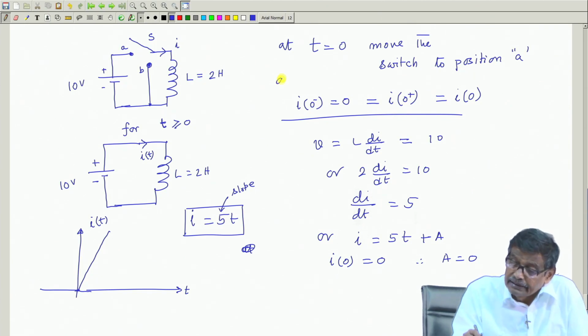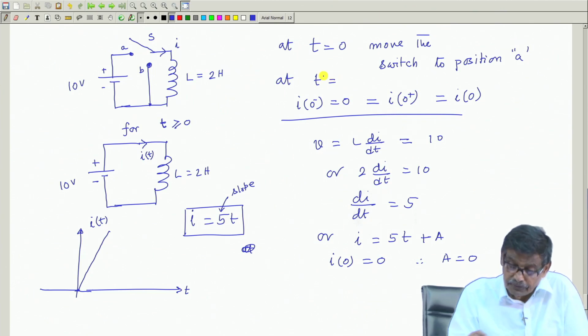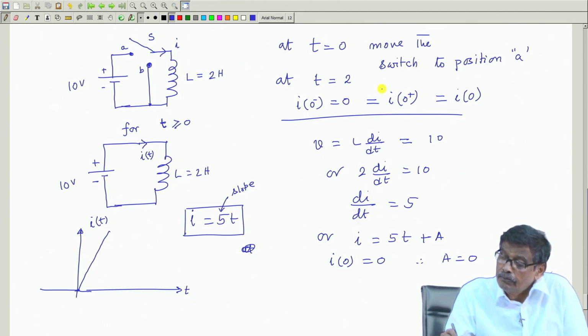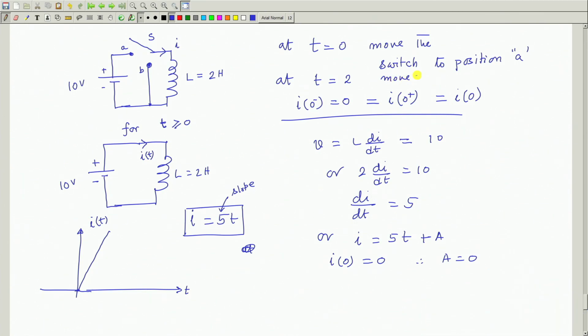Now, what I do at t equal to 2 seconds, move the switch from position A to position B. So, at t equal to 2 second, if you just, this is suppose 2 second, 1, 2, then this current will be 10 ampere.